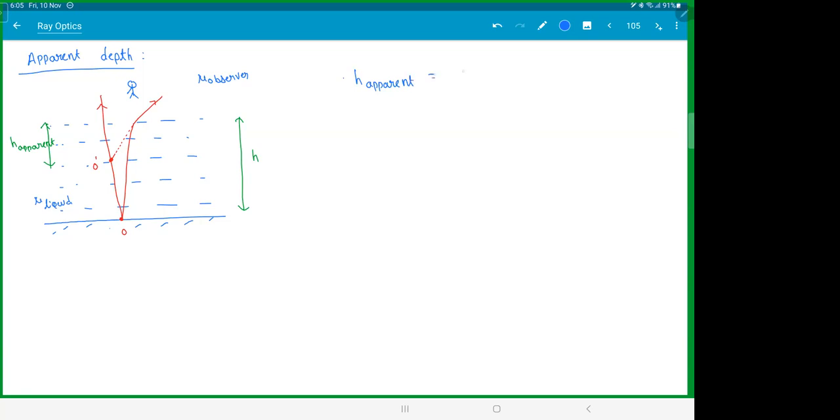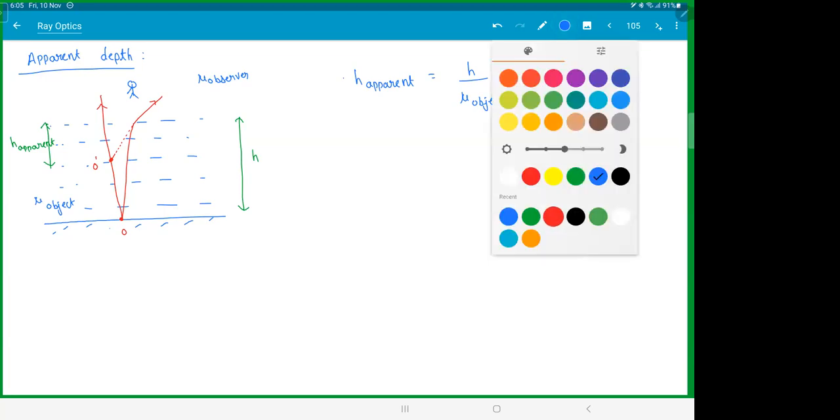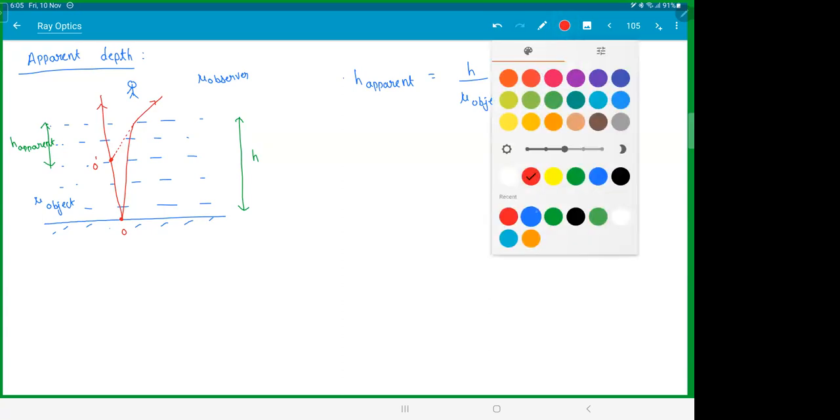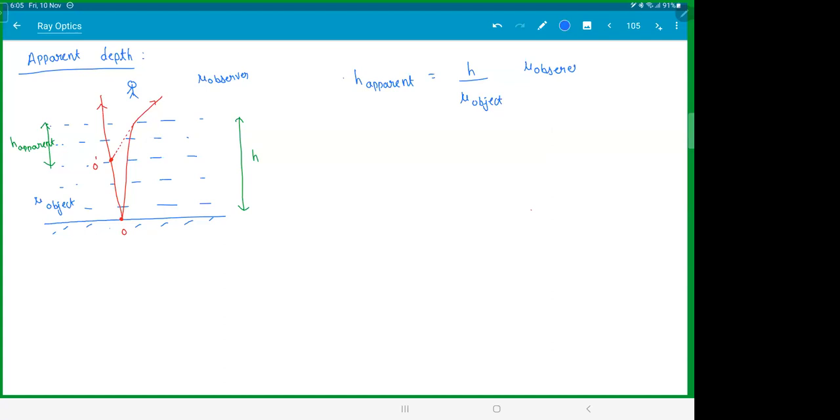The H apparent is given by H by mu object into mu observer. I think you should copy down this formula here. The formula you can derive from approximations. We can find this angle to be R, this is I, and then you can solve and get all that. It's not important, because all these formulas that we have in ray optics are derived with so many assumptions, right? They really don't play much. So this is the formula.